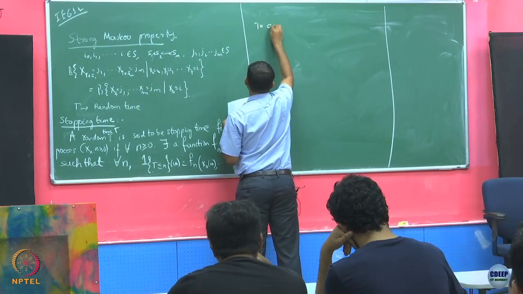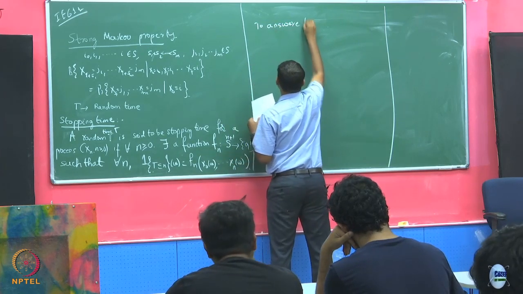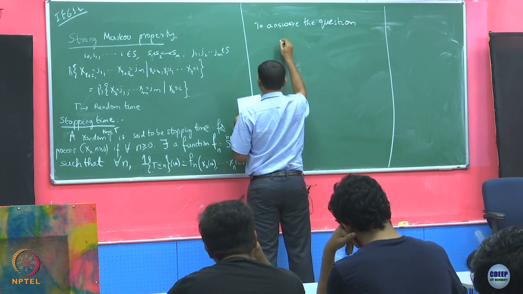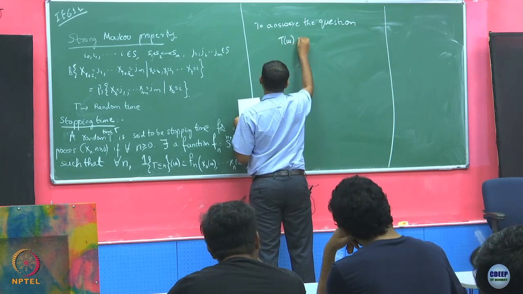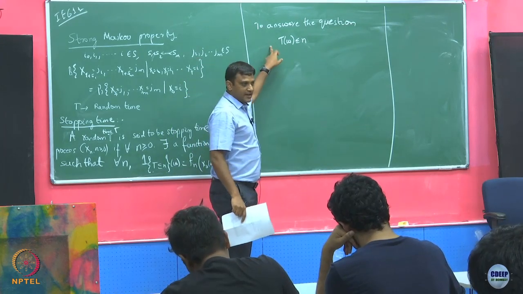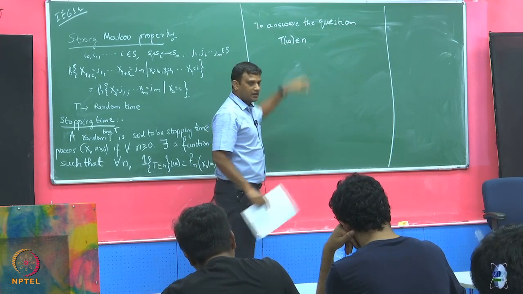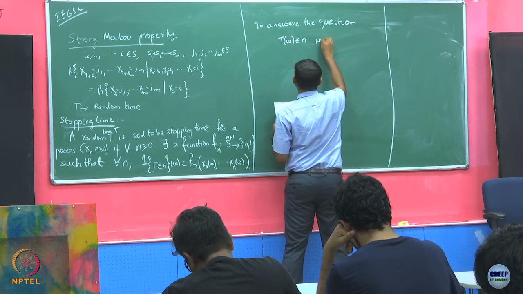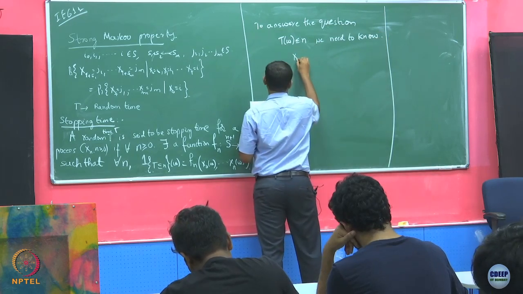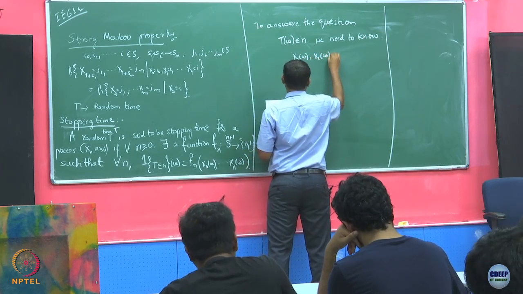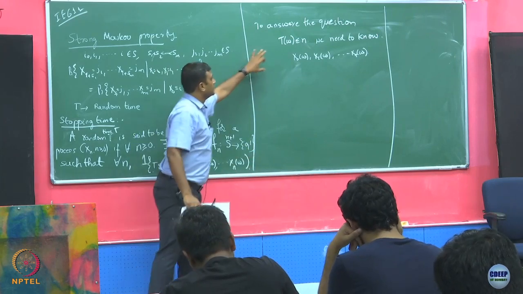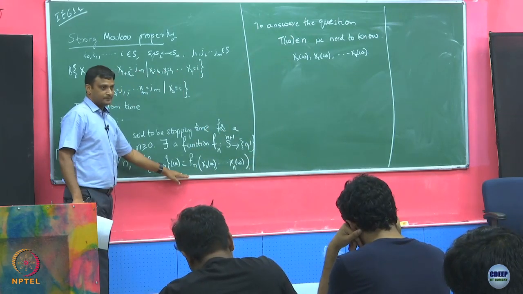To answer this question, whether my random time t on the sample point omega is less than or equal to n, all I need to know is x0 of omega, x1 of omega, all the way to xn of omega. So this is just like an expansion of this condition here.